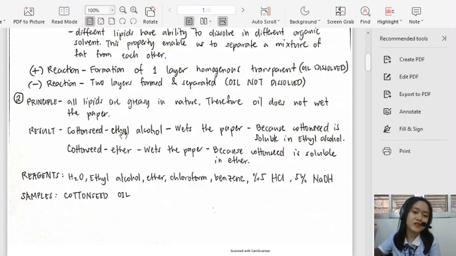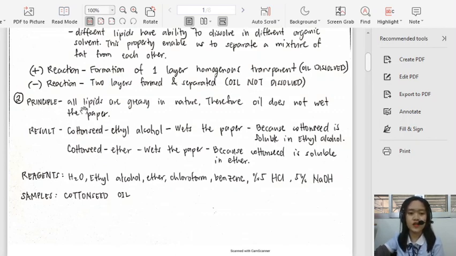For the second part, anong ginawa sa second part? So, dalawa lang, no? You've placed, so meron kang isang bond paper, and then you've placed 3 drops of each mixture of cottonseed plus ethyl alcohol, and then for the other mixture, you have cottonseed plus ether. Okay, so both your ethyl alcohol and ether are actually organic substances or solvents. Therefore, cottonseed oil will dissolve on the two solvents.